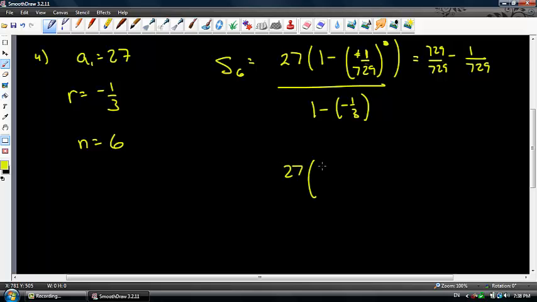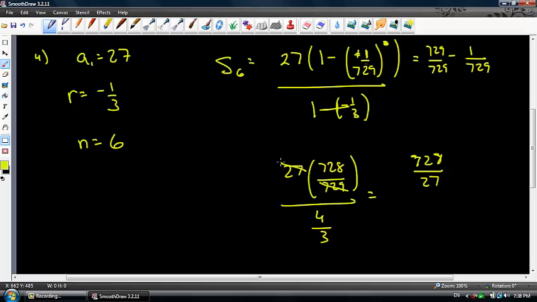So 27 times 728 over 729, all over 1 plus 1/3, which is 4/3. Okay, I'm going to take a hunch and say that 729 can be divided by 27. It can be. Those two are going to cancel each other out. What I have is 728 over 27, they canceled each other out, leaving me with 27 on the bottom, all over 4 over 3.